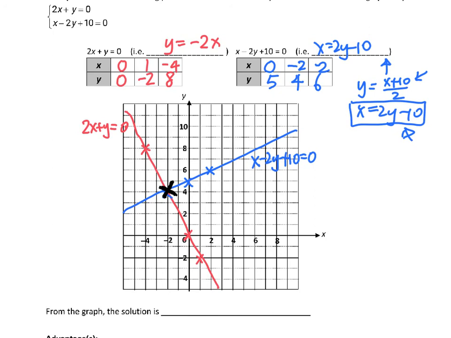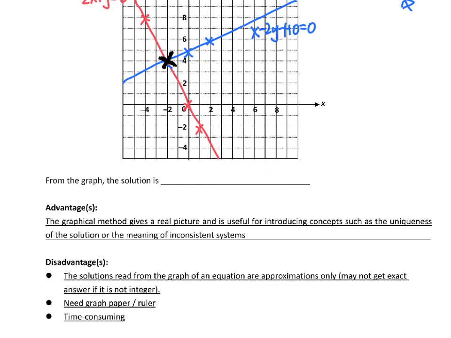So after you do the questions, remember to write down the answers. The solution is x equals to -2, y equals to 4. So this one is called the graphical method. 用 graphical 嘅 method 去解決兩條 equation 兩個 unknown 嘅題目。So this is method 1.